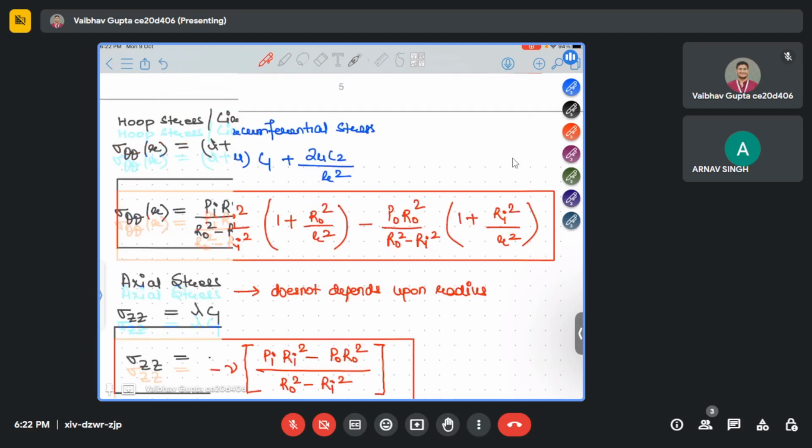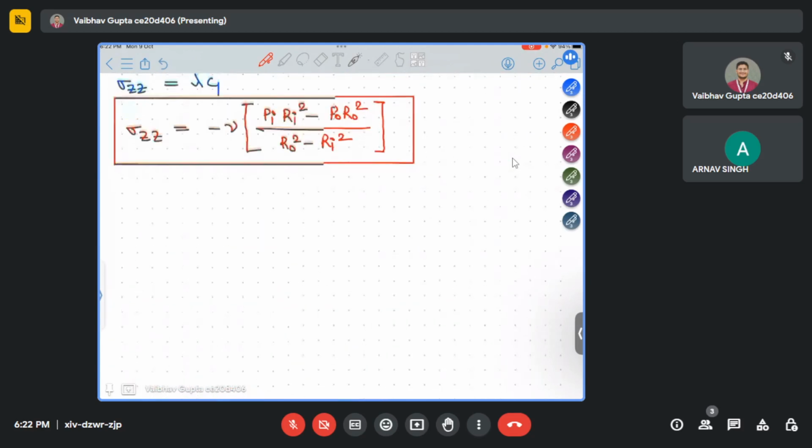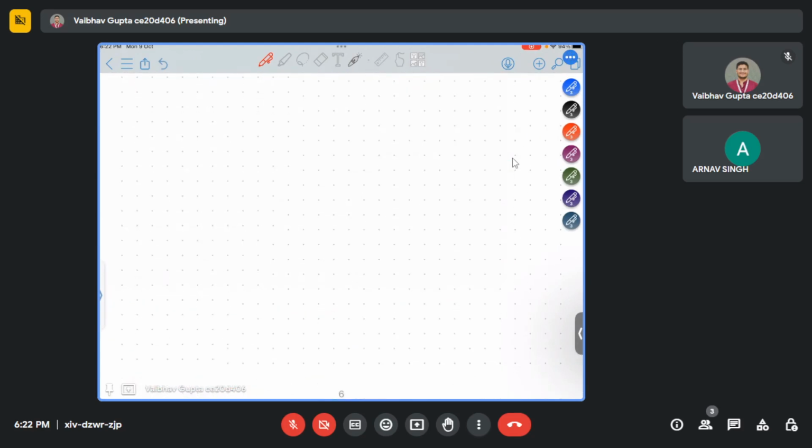So these are the three basic generic formulas. Based on these three formulas we'll solve one question.